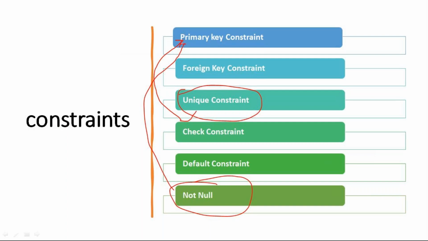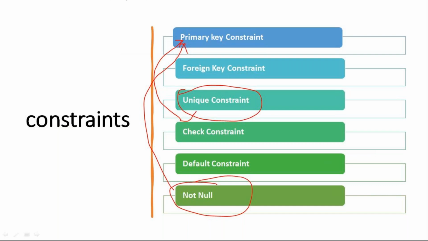Bhavya asks, will unique allow null values? Yes, it will. But unique will allow null values only one time. One record you have entered with null, and if you try to insert another null value, it will not allow. For one time it will allow. Got it? Yes.